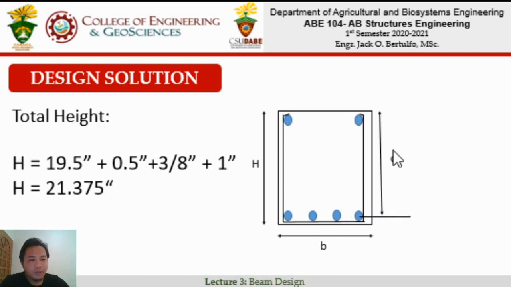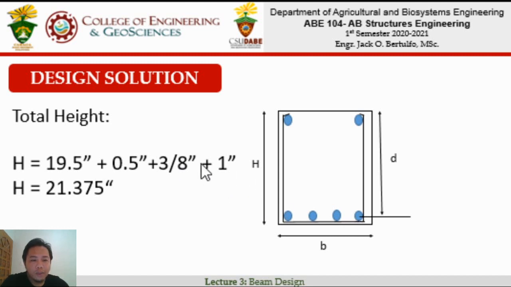We calculated that d is 19.5 inch. The diameter of the number 8 bar is 1 inch, so we should include half of this bar, which is 0.5. Then this stirrup here, this black line, we will use a number 3 bar for this. The diameter of number 3 is 3/8 inch, so we will include that because it is part of the total dimension.